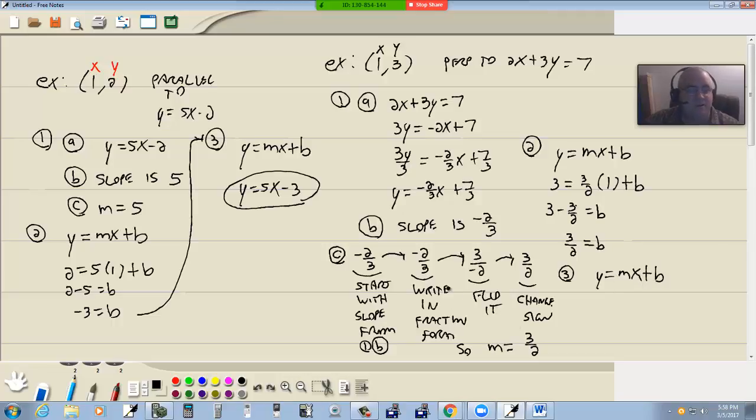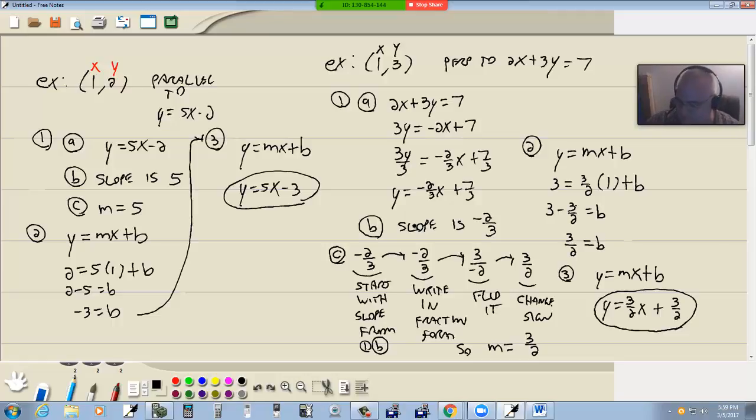And then we write our answer. So we plug in m from 1c, which is 3/2. And plug in b from step 2, which is 3/2. Boy, that just seems just as bizarre as can be. So they both came up 3/2. Okay, and that'd be our answer.